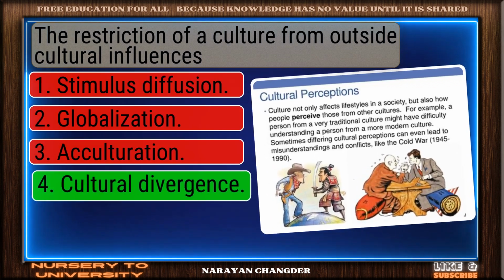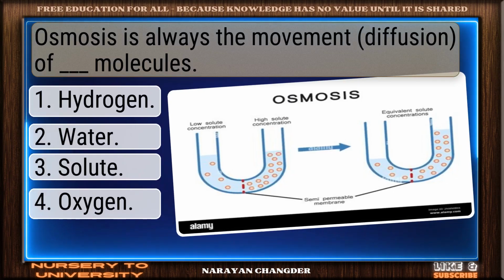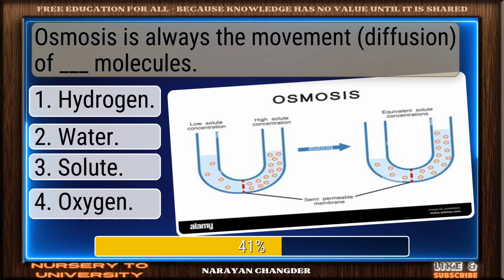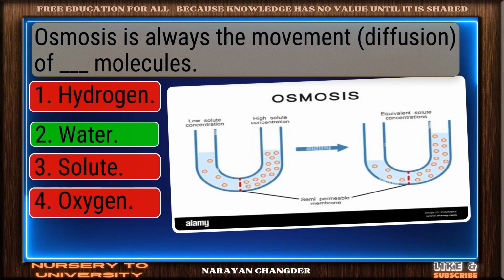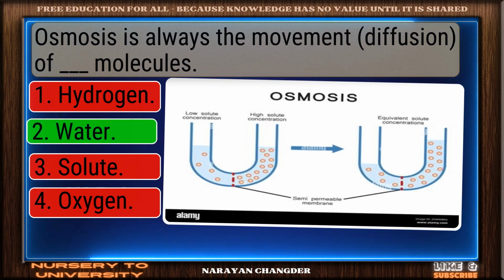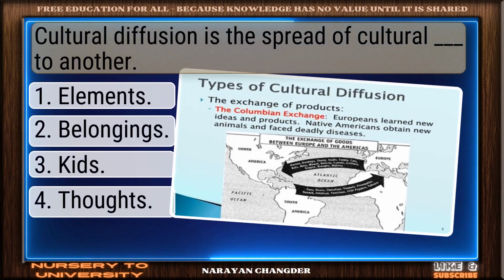On track. Cultural divergence is the correct answer. Osmosis is always the movement of molecules. Smart pick. Water is the correct choice. Cultural diffusion is the spread of cultural elements from one culture to another.